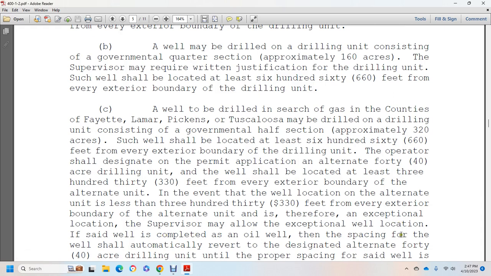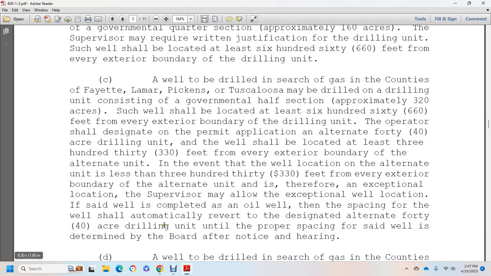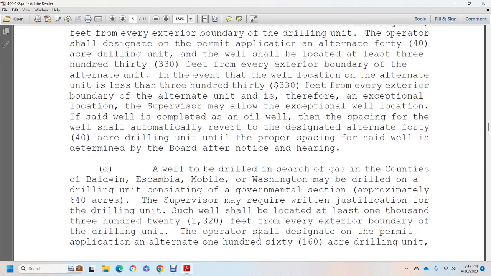well complies with the oil and gas spacing rules. The well shall automatically revert to the designated alternate 40-acre drilling unit until the proper spacing for the well is determined by the board after notice of hearing.